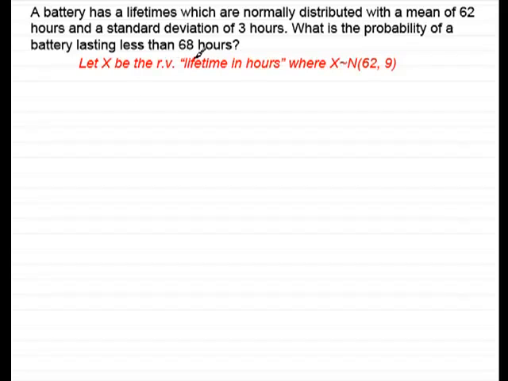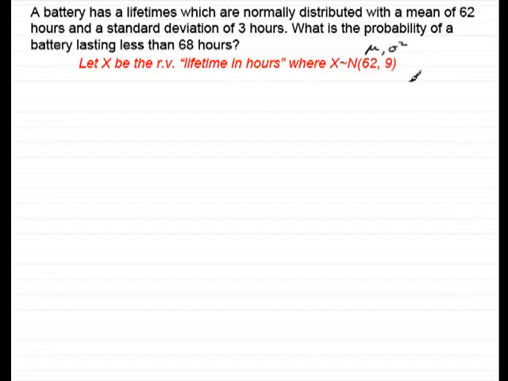Well, the first thing we need to do is to define a random variable, which I'm going to call x. Let x be the random variable, lifetime in hours, where x follows a normal distribution with a mean of 62 and a variance of 9. We tend to write the mean as mu and the variance as sigma squared, the square of the standard deviation. So if the standard deviation is 3, then 3 squared is 9.